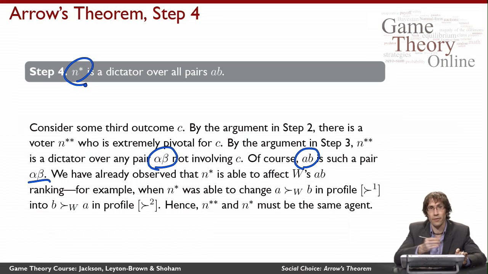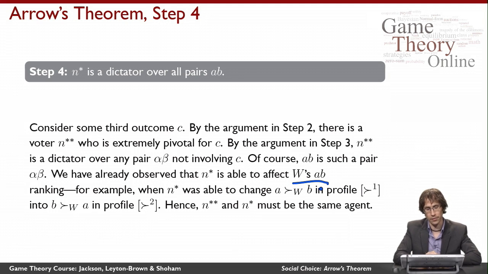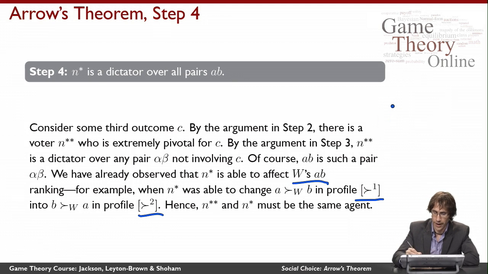I might worry that there are different dictators for different things. But notice that I've already observed that n star is able to affect the way that W relatively ranks A and B. For example, we saw this in the movement from the profile pref 1 to pref 2, right? When we had this profile where B was at the bottom, whoops, I'm doing that wrong. Let me do that again.